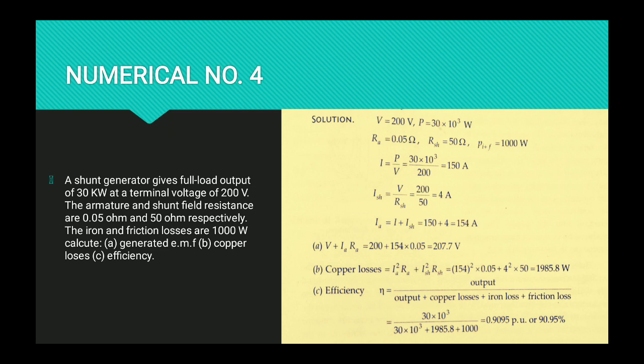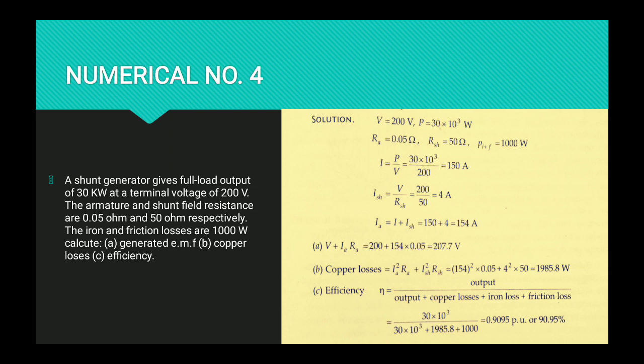So from this given data, we can calculate the load current. We know that power equals to voltage into current. In case of DC, P equals to V into I, that means I equals to P by V. So P is 30 into 10 to the power 3 by 200, that is 150 ampere. If the terminal voltage is 200 volt, then according to this data, the value of load current is 150 ampere.